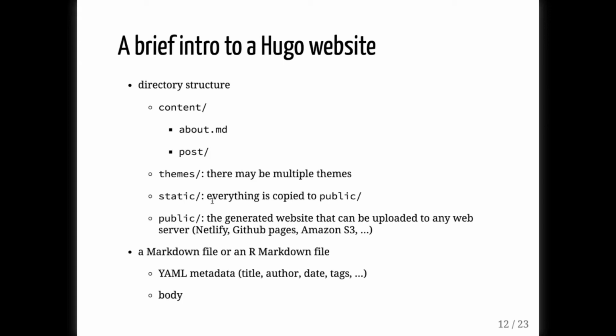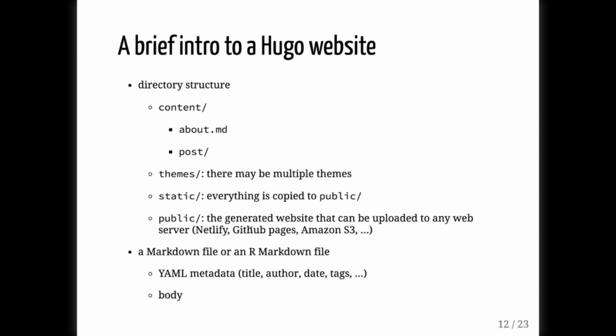your static files like images or CSS files, JavaScript files, and all of these files will be copied to the public directory when Hugo builds your website. And for the public directory, this is basically the generated website that can be uploaded to any web server. For example, you can upload all of these files under the public directory to Netlify or GitHub Pages or Amazon S3, and you will have your static website up and running.